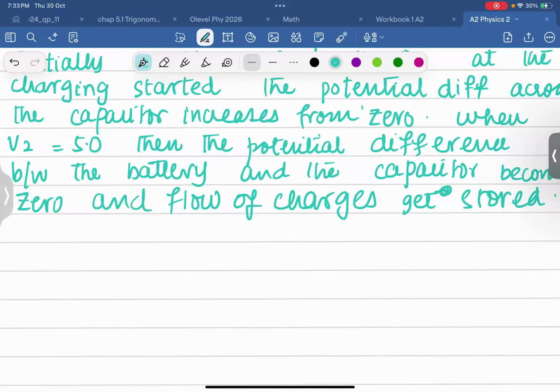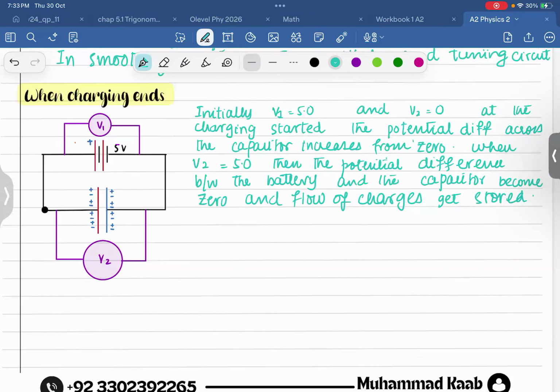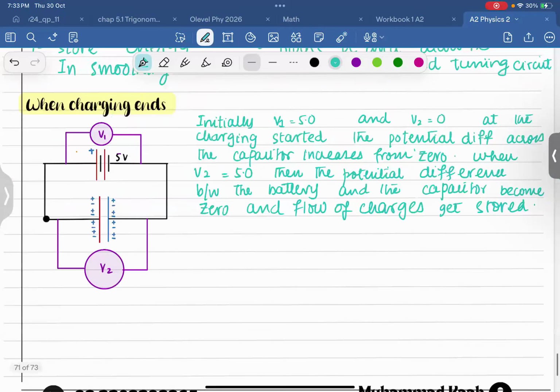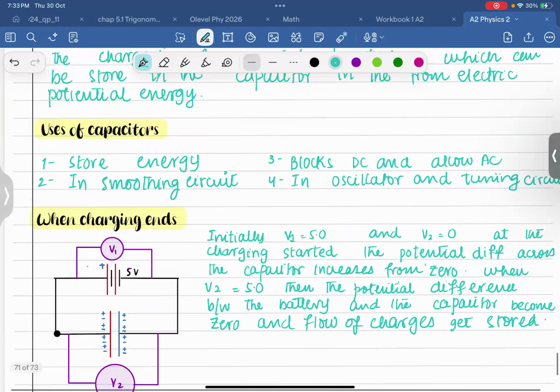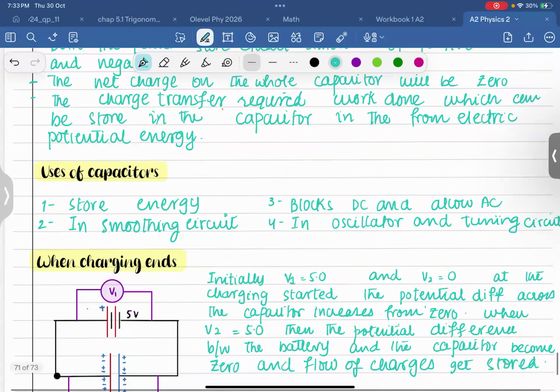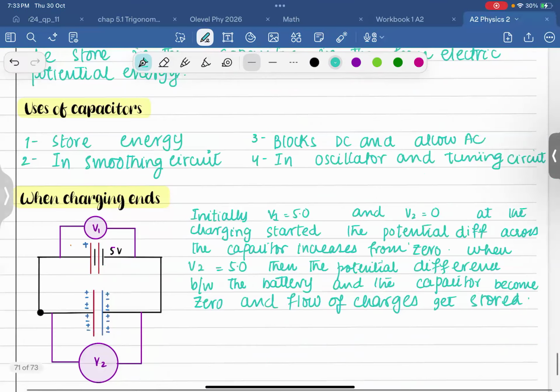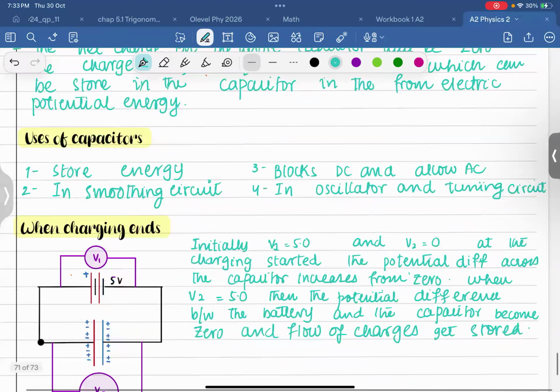Now, that's done. So this is how the capacitor charges, the uses of the capacitor, and how the capacitor charging ends, when the potential difference between the battery and the capacitor becomes zero, right? This is the main concept, the basic sense of the capacitance we have completed so far.